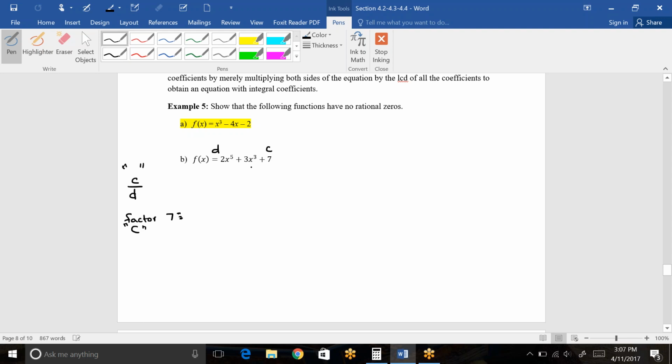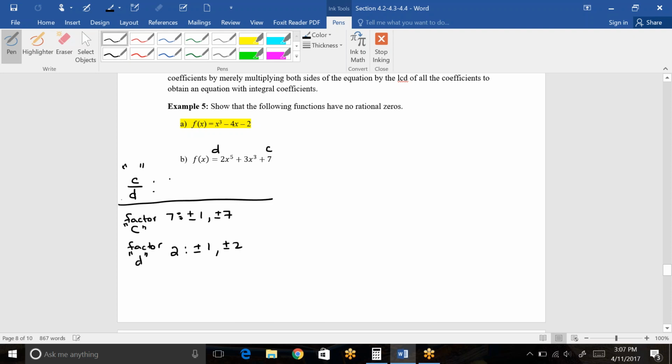Now when you write your factors, we don't know how this became a +7. We don't know if it was a negative times a negative or a positive times a positive. So we write all factors of 7 with a plus or minus, so 1 and 7. Then we have our factors of d, which is our leading coefficient, which is 2. So it could either be a plus or minus 1 or a plus or minus 2. Your potential list, the list that we're actually going to try to exhaust in a second to prove that none of these are going to be rational zeros, comes from putting all the c's over all the possible d's.